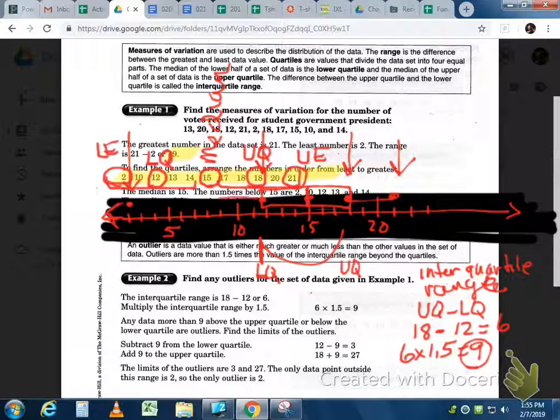So we can draw it to 3, and then you're going to put a little star for that one. That's showing it's an outlier. 2 is an outlier.